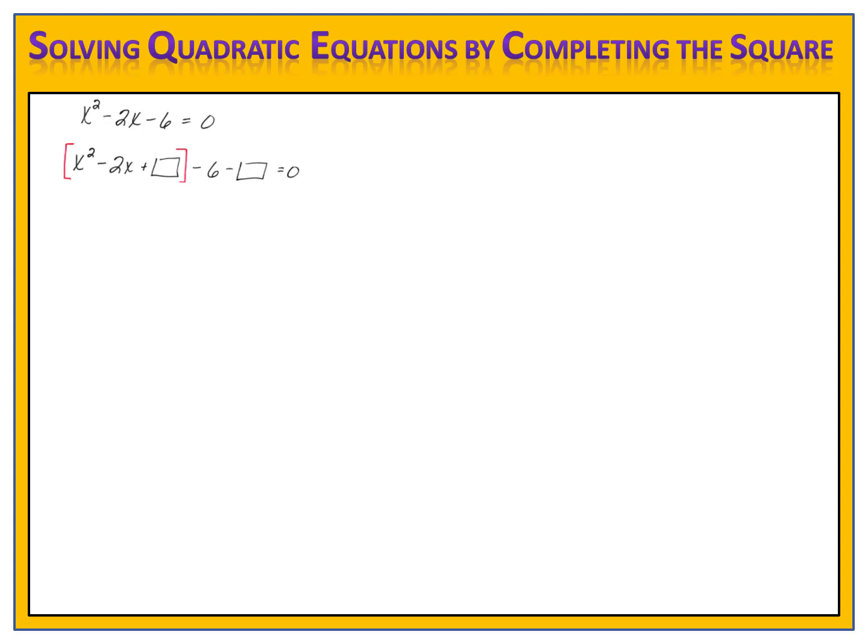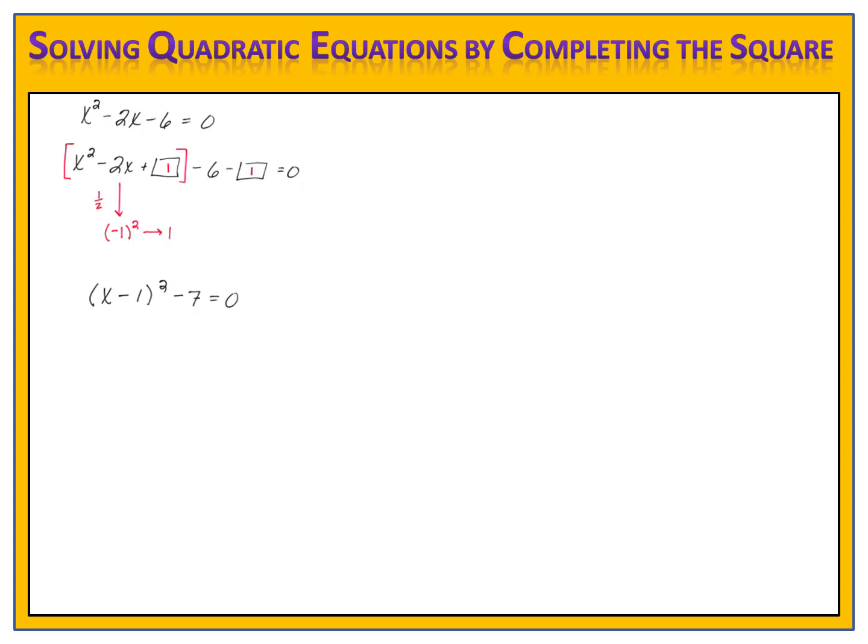To find the number that goes into the boxes, I take half of the middle term, negative 2. Half of negative 2 is negative 1. I square that result, and I get positive 1. Positive 1 is the number that goes into the boxes. Now, I can take the x squared minus 2x plus 1 and factor that into x minus 1 all squared. Negative 6 and negative 1 is minus 7 equals 0.